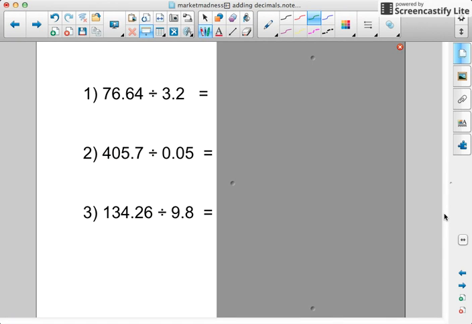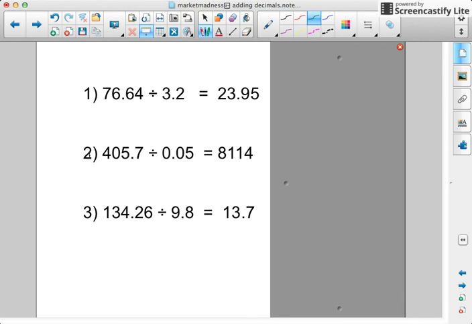Okay, I want you to pause the video and try these using long division and that strategy that we just talked about. And I will show you the solution in a second. So pause the video. Okay, here are the solutions using long division. So check your answers. If you did not get that answer, go back and try it again and make sure that you do end up getting those answers.